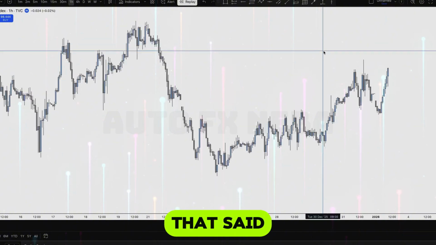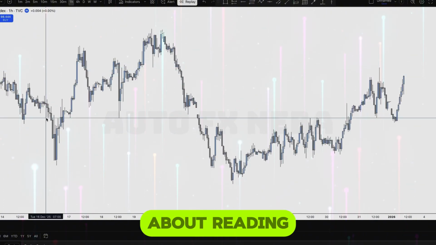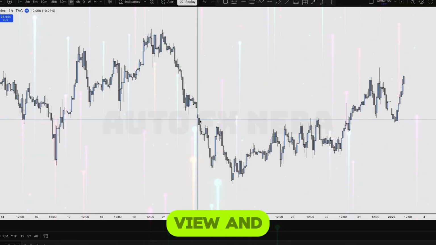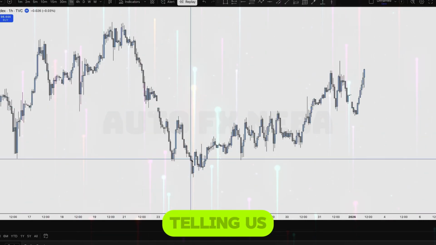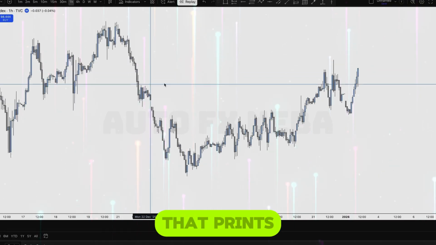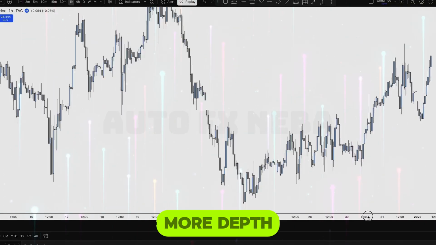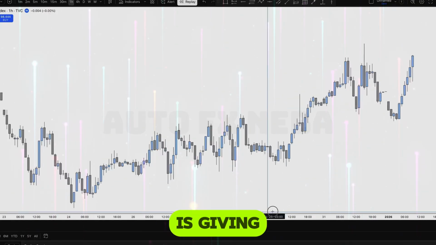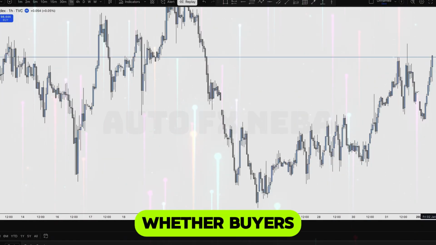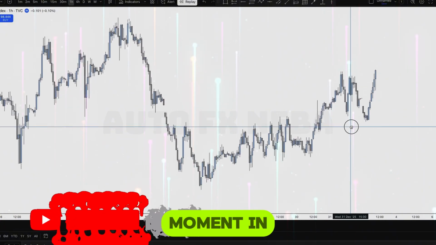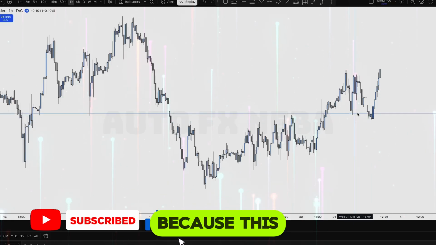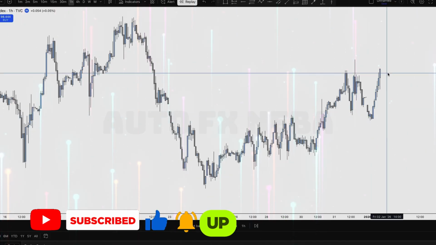So with that said then, price action is all about reading the story of the market, or at least price action in the sense that I view and trade it. The market is endlessly telling us a story. Each of these candles that prints, and we'll talk about candles in a bit more depth in a moment, or one of these blocks for now, each one of these that prints is giving us some information as to whether buyers or sellers are in control at that moment in time. Whether buyers or sellers are in control is crucially important because this tells us whether the market will be going up or going down.